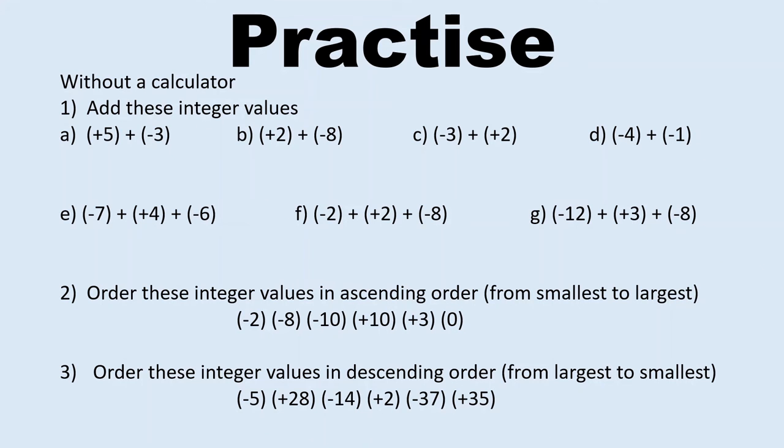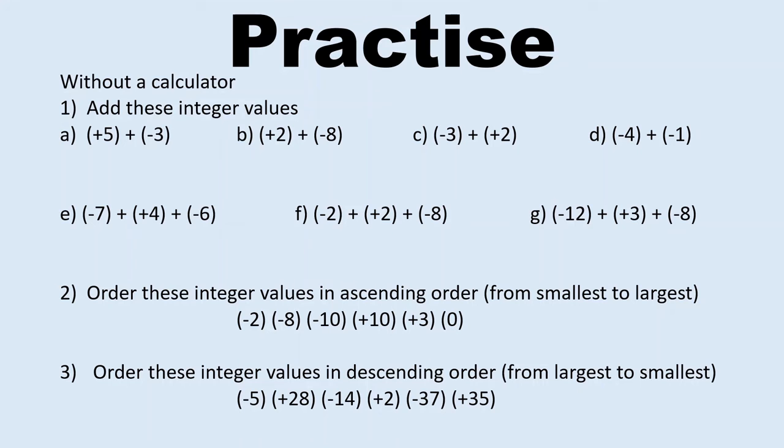Go ahead and without a calculator, there's no sense in cheating here, copy these questions down, work out your answers, showing your working, so showing if you're adding or if you're subtracting these integer values. And questions 2 and 3, put these values in order. Read carefully. For question 2, it's ascending order from smallest to largest. And for question 3, it's descending order from largest to smallest. Hit pause and do that now, and when you're ready to take up your answers, hit play and we'll take them up.